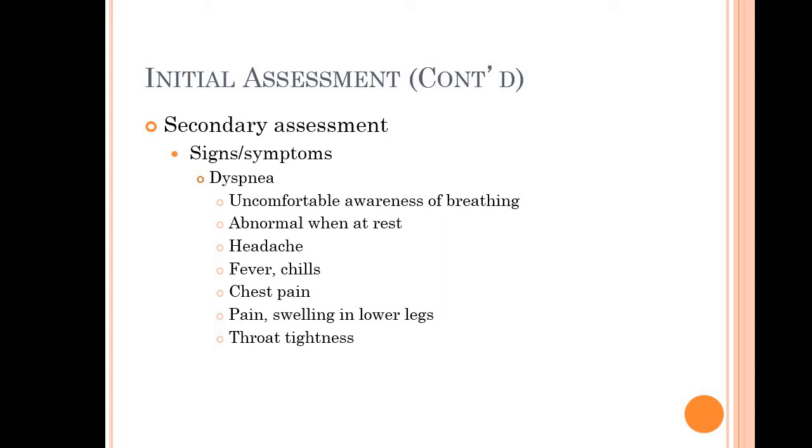So you've got to watch out for things like headache, fever, and chills. That could be caused by hypertension. They could be septic. Chest pain is very important to get those OPQRST questions in. And then, of course, the edema in the lower extremities, throat tightness from stridor.